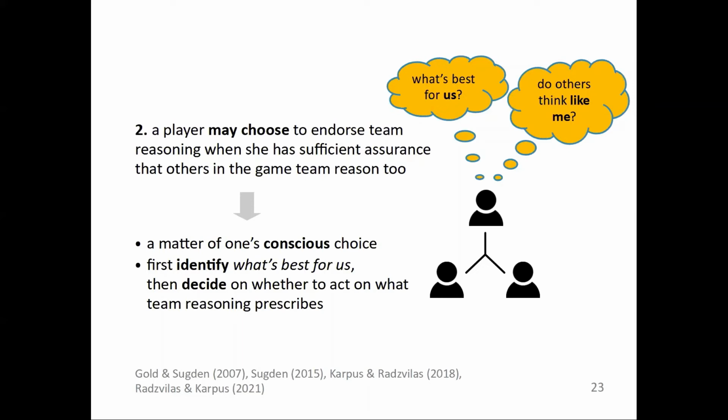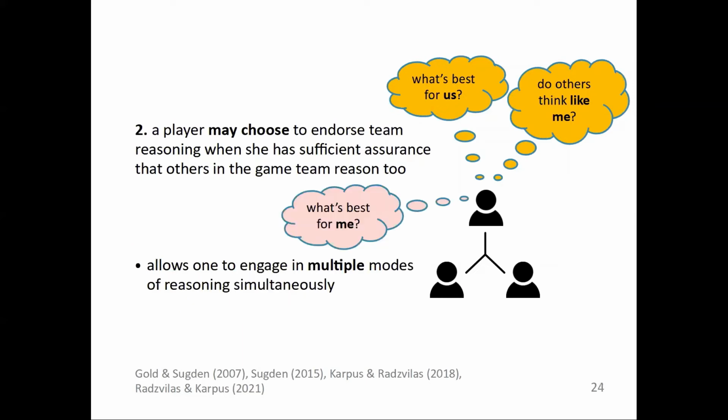So based on this view, whether we act on what team reasoning prescribes is a matter of our conscious choice. It is fruitful to separate the team reasoning procedure into two separate steps. First, we identify the answer to the question, what's best for us in the game, and then we decide on whether we want to act on what team reasoning prescribes. Furthermore, this view allows one to engage in multiple modes of reasoning simultaneously. There is nothing prohibitive about asking the questions, what's best for me, what's best for us, and do others think like me, all at the same time, to seek answers to those questions, to be motivated by the answers to those questions, and then decide on what one wants to do.